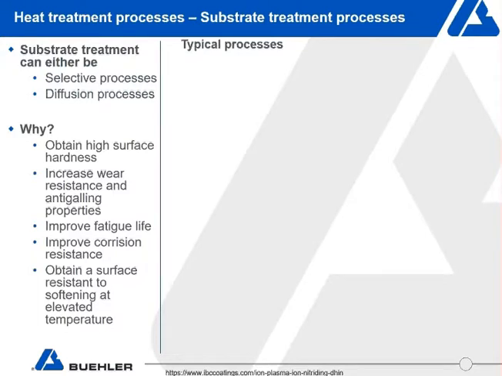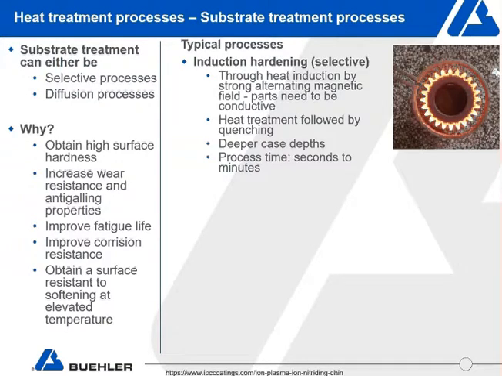So if I go into some of the typical processes, as an example for selective, when we're looking at induction hardening, in this case, you've got your sample, which is heated through induction. Parts definitely have to be conductive. And then after heating up your component to a temperature of interest, you quickly quench it, you freeze the microstructure, and with induction hardening, the advantage you've got is you do create deeper case depths, and the process time, of course, is from a couple of seconds to minutes.